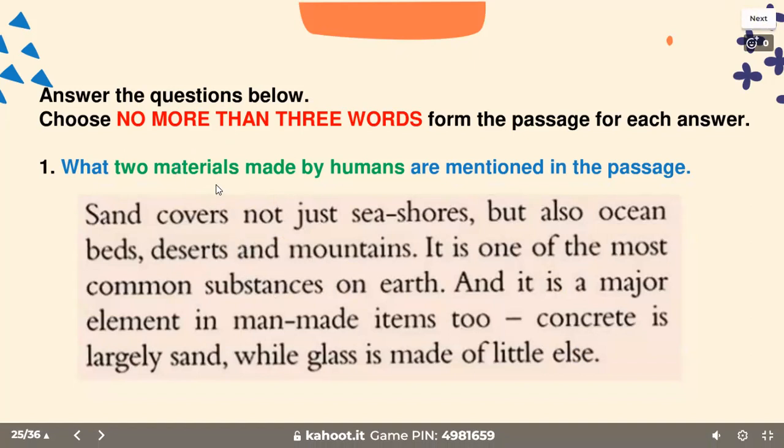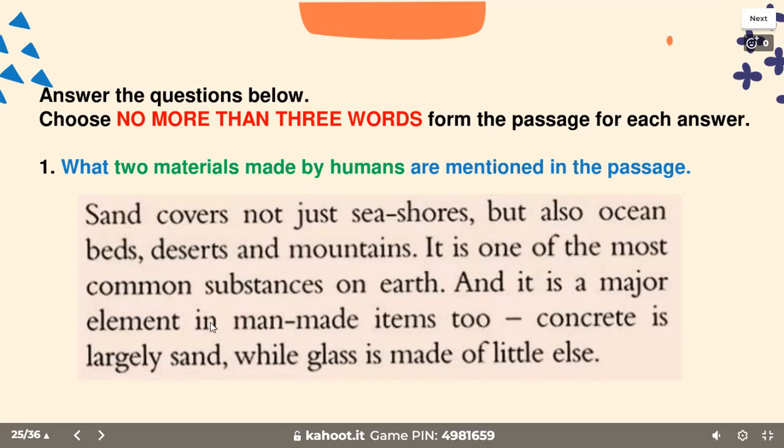So maybe substance, materials, maybe they are similar, but where is two? Where is made by humans? Okay, earth, major, concrete, items are man-made. Well, that's the second one. So here we have made by humans and we have man-made, so they are almost similar. We have substance, element.